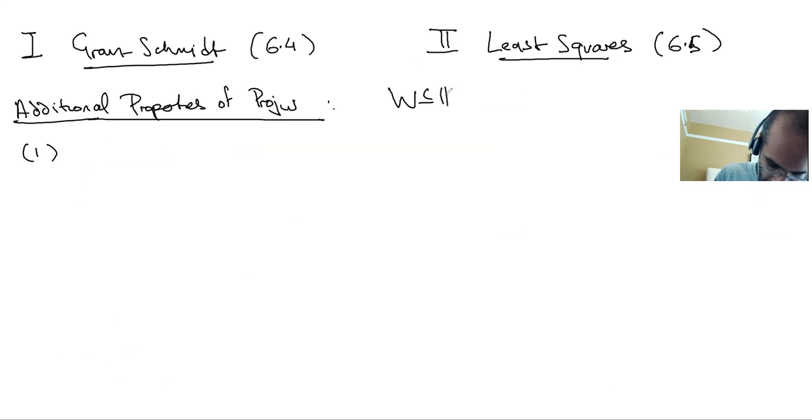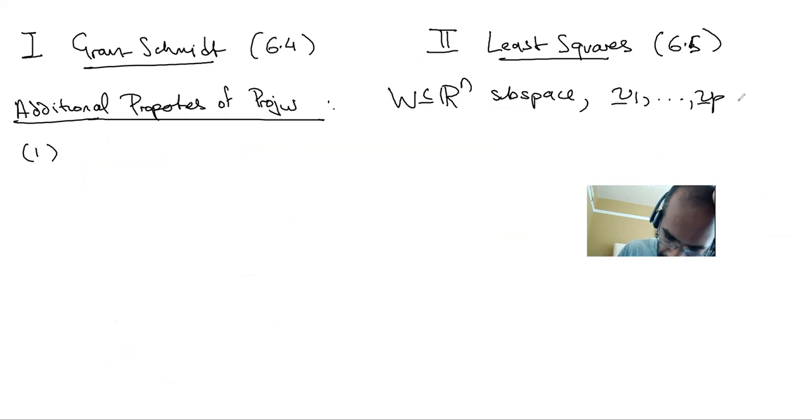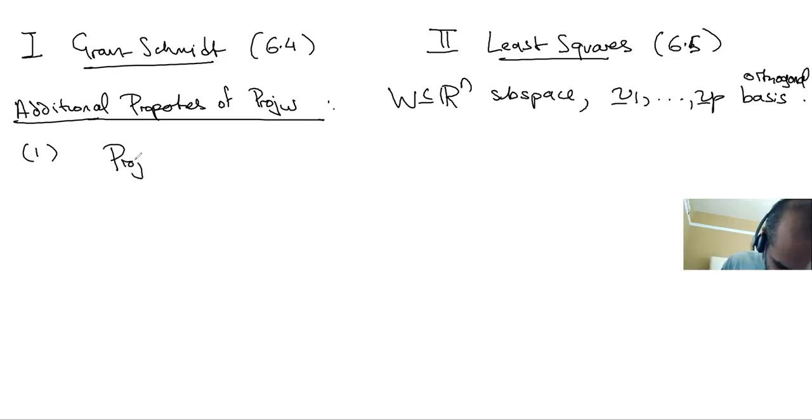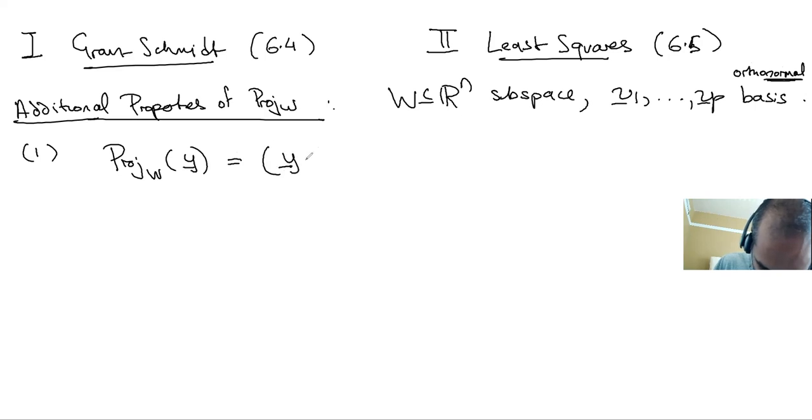Suppose W is a subspace, and suppose it has a basis U1 through UP, orthogonal basis. Then if I write this projection onto W of Y, it's a linear combination, right? Actually, let's assume it's an orthonormal basis. So that means that the vectors are unit vectors. So then the formula simplifies a little. This is just Y dot U1 times U1 all the way up to Y dot UP times UP.